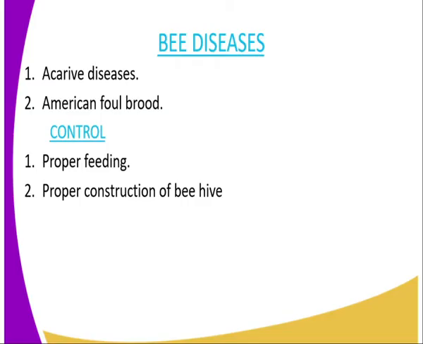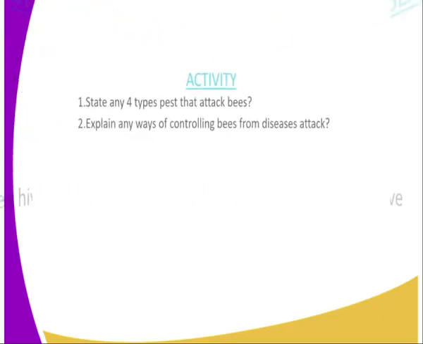Then we have the disease causing microorganisms. The second one is proper construction of the beehive. Once you construct the beehive properly, such that it will not allow water to get in, it keeps the beehive warm at all times. It means that the disease causing microorganisms will not get into the beehive, and therefore your bees will be safe inside the beehive.